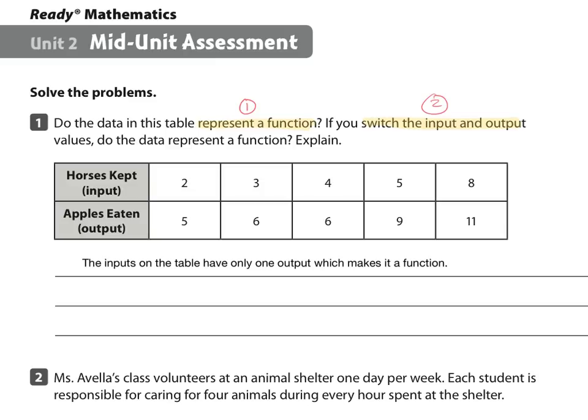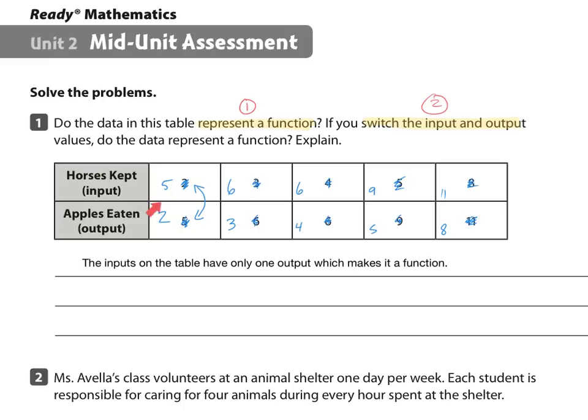Now, the next part, they're telling you, what about if you switch it? So for part 2, I want to use the same table, but I want to use a different color so you can see. So if I'm switching these numbers around, then I want to get 5 and 2. Then here we're going to get 6 and 3, 6 and 4, 9 and 5, and lastly 11 and 8.